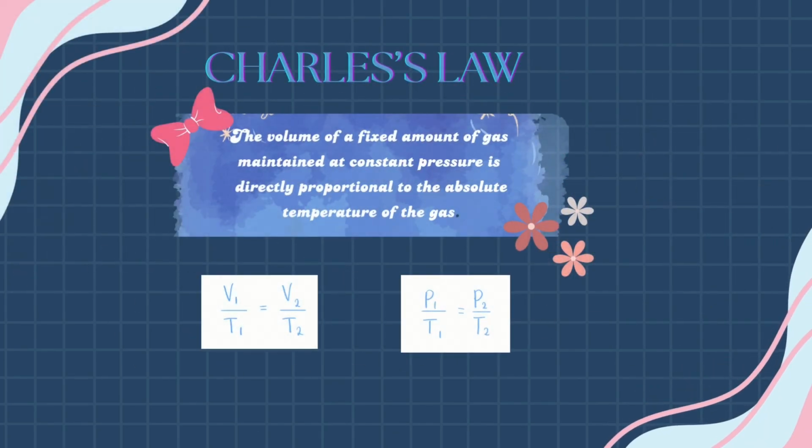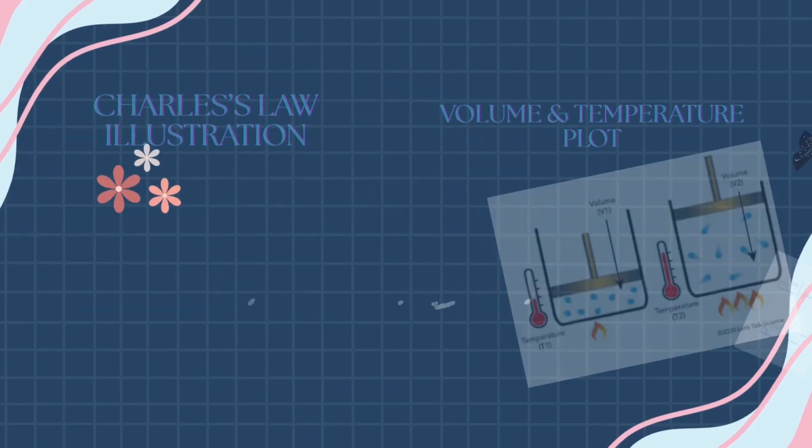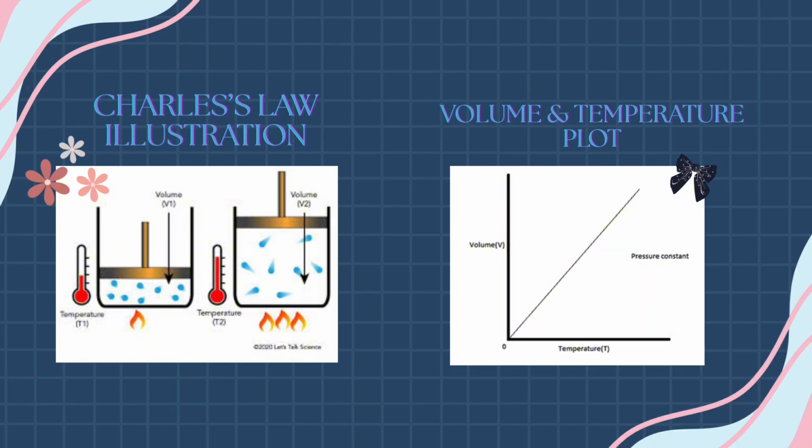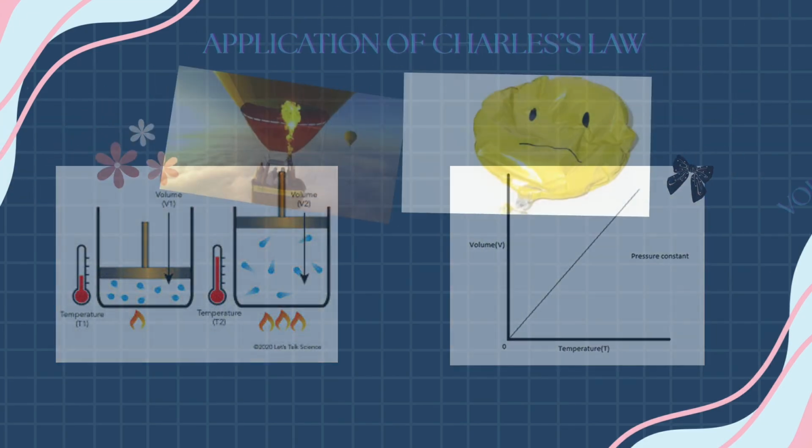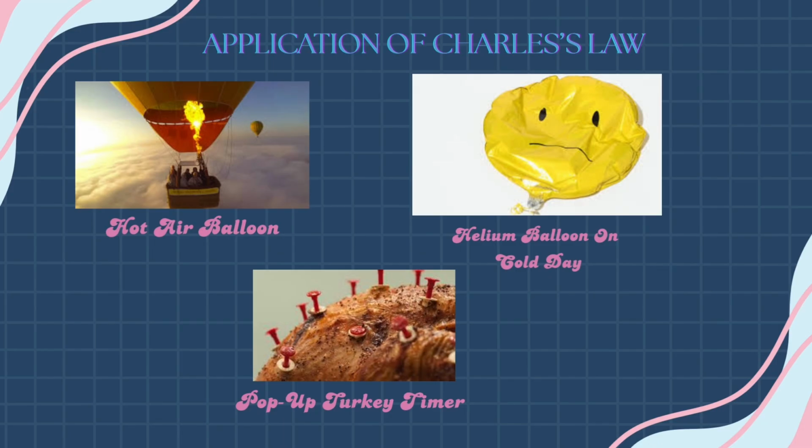Charles's law. The volume of a fixed amount of gas maintained at constant pressure is directly proportional to the absolute temperature of the gas. For the first equation, we have V1 over T1 equals V2 over T2. And the second equation, we have P1 over T1 equals P2 over T2. On the left side, we can see the Charles's law illustration, and on the right side, the volume and temperature plot.